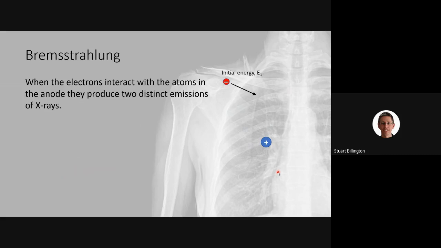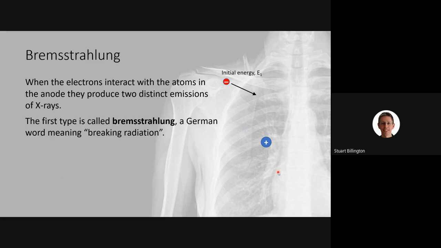Type number 1 is called Bremsstrahlung, which is German for braking radiation. Not radiation that breaks stuff, but radiation that is produced as electrons decelerate, as they slow down, as they brake.